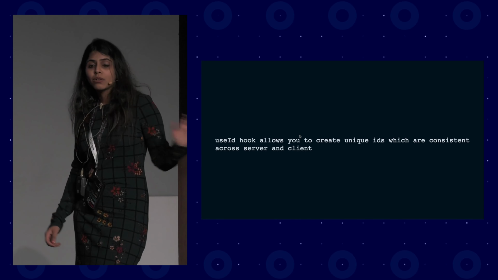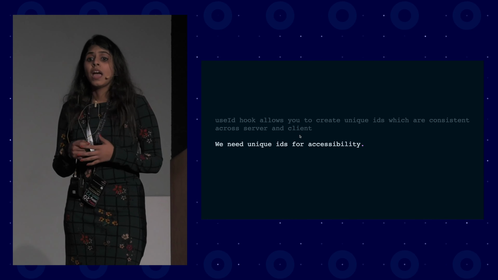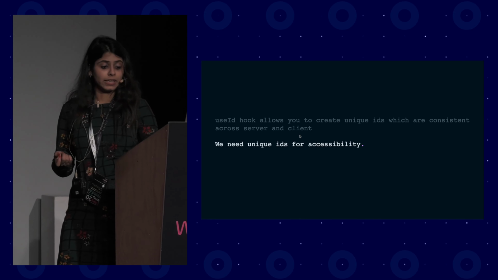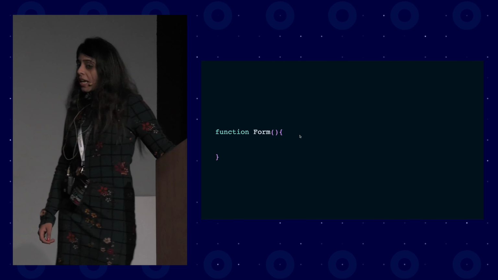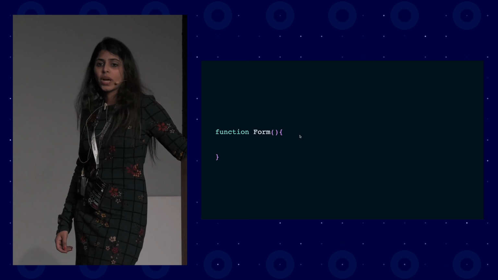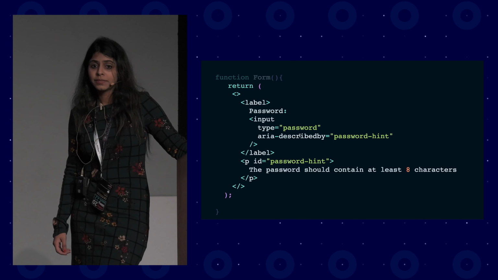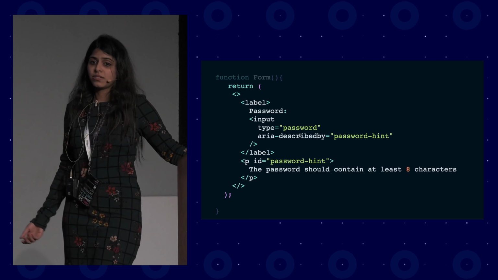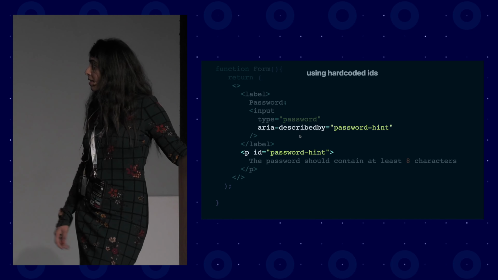Next we're going to talk about this new hook, which is useId. The useId hook allows you to generate unique IDs which are consistent across server and client. Now, why do we need unique IDs? We need unique IDs for accessibility, because in order to support accessibility, we need to use ARIA attributes like ARIA live, ARIA described by, and these attributes heavily rely on unique IDs. So let's say we have a form component which has only one field, which is a password field. Now, one way to provide an ID is using a hard-coded ID, which in this case, I'm using password hint.